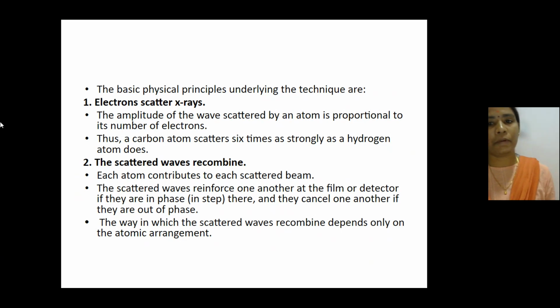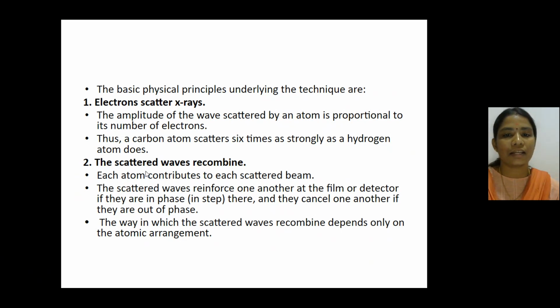The amplitude of the wave scattered by an atom is proportional to the number of electrons within the atom. So a carbon atom scatters 6 times as strongly as a hydrogen atom, because the electrons in carbon are 6, and in hydrogen it is 1. That's why it scatters 6 times more than a hydrogen.